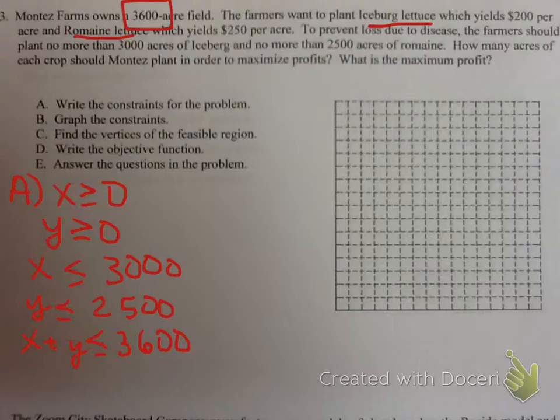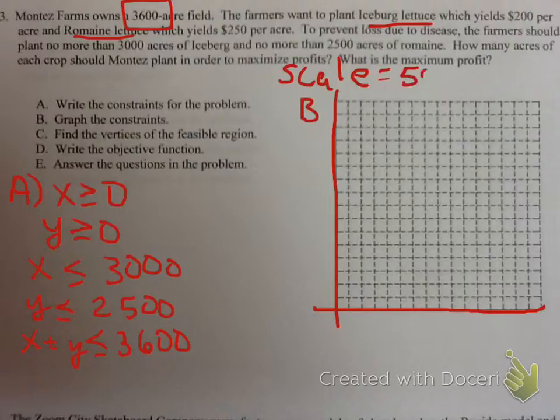What scale do you think you're going to want to use? 100. Okay, let's look. If you did 100, 1, 2, 3, 4, if you even did 200, you don't get there. Every other class has done 500, so we'll go with 500 on this one. Try a scale of 500. I've already done the zeros there. Take a minute and graph that.